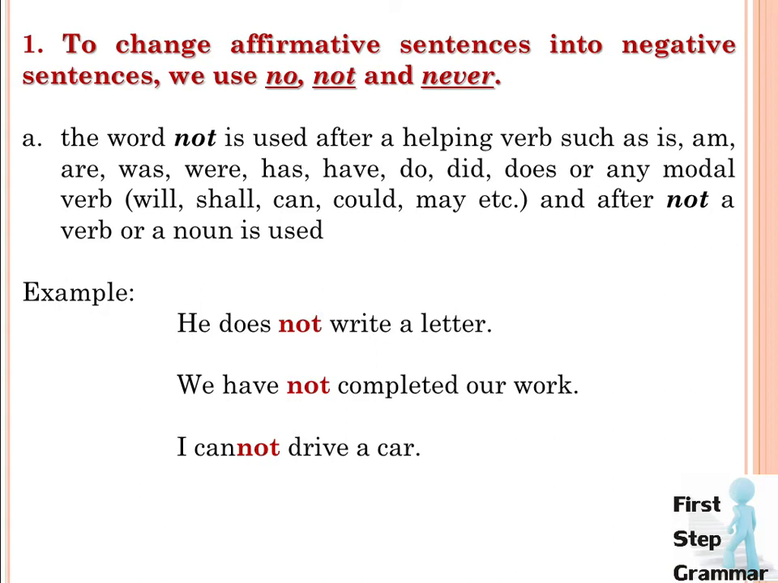Our next sentence is Sumit is not a doctor. As we have seen, after the word not we can use either a verb or a noun. So we can see here, Sumit is not a doctor. Here no action is shown in the sentence, but information is given about the subject Sumit, and that is that he is not a doctor.